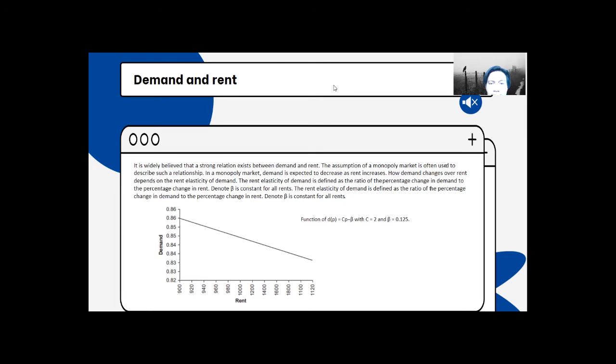The rent elasticity of demand is defined as the ratio of the percentage change in demand to the percentage change in rent. The note beta is constant for all rents. For example, the statistic is in the picture.